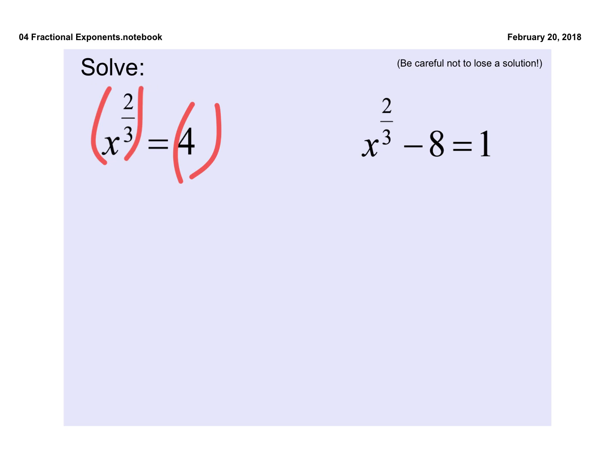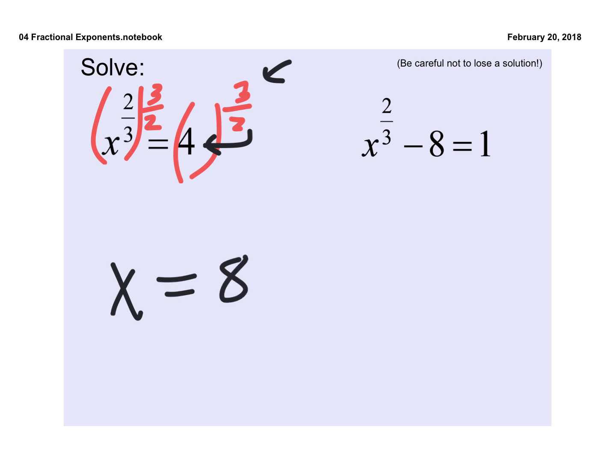We're going to put this to the 3 over 2. 3 over 2. That's the square root of 4, which is 2. 2 to the third is 8. X equals 8.